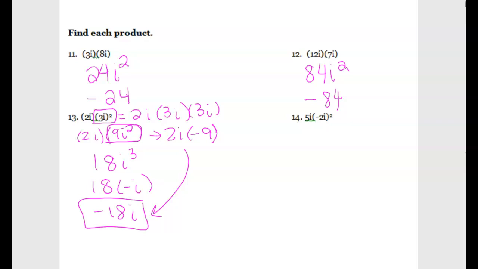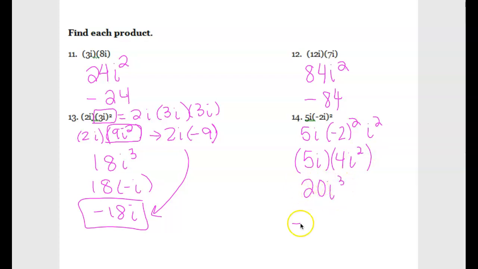A negative 2i squared, well, that negative is going to go to the 2. But when you square anything that's negative, it becomes positive. So you've got to be really careful to make sure that negative 2i becomes a positive 4i squared. So then you get 20i cubed, or negative 20i.